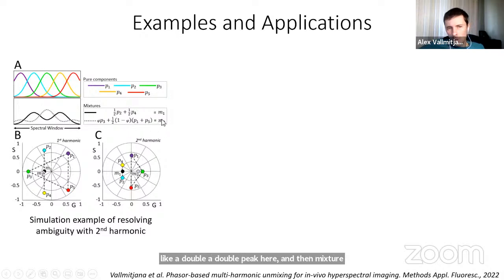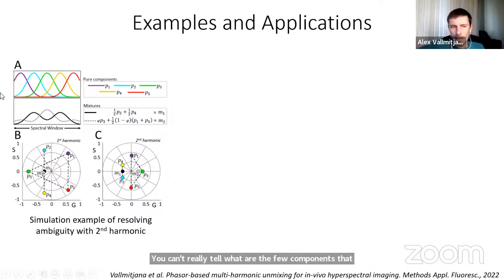And then mixture 2 is a mixture of the other 3, which is some proportion of pure component 3 plus another value, which is dependent on this one here, so that they again add up to unity. And you have some distribution, which is this triple peak. We choose this value so that the phasor position of these 2 falls exactly on the same spot on the phasor plot. Here's the ambiguity that you have in phasor analysis, that given a point on the phasor plot, you can't really tell what are the pure components that go to that point.